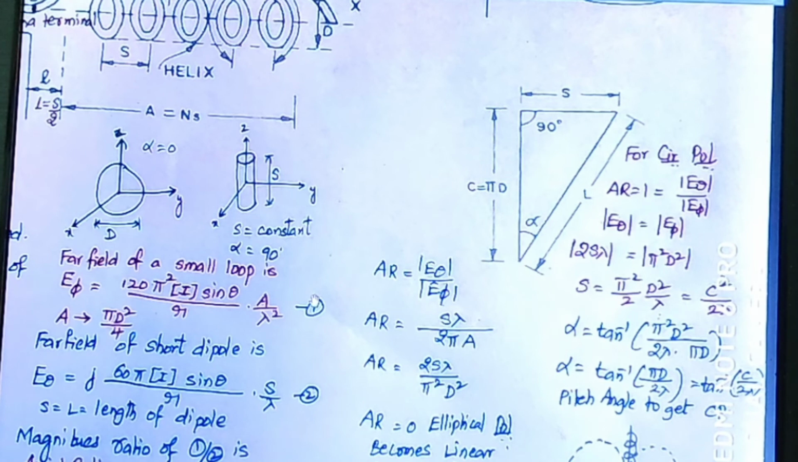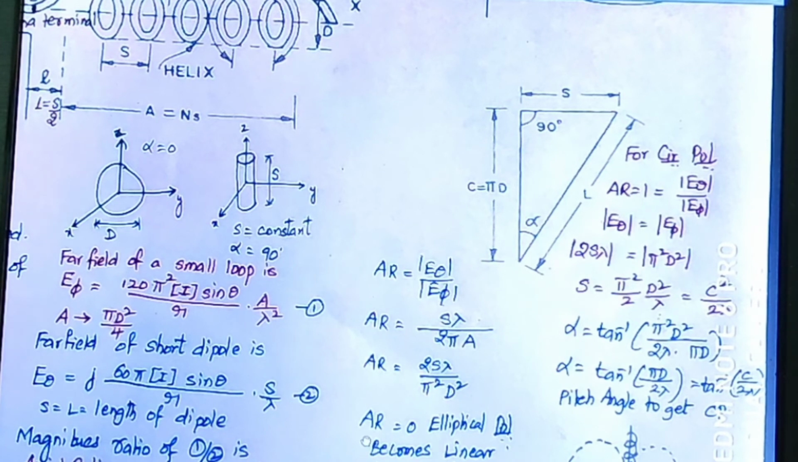If you divide the second equation by the first equation, we get S lambda divided by 2 pi A, where the axial ratio AR is equal to 2S lambda divided by pi square d square, where in this A we have substituted this value. A is equal to pi d square by 4. Then we get AR is equal to 2S lambda divided by pi square d square.